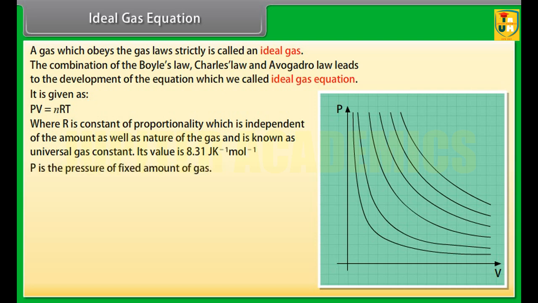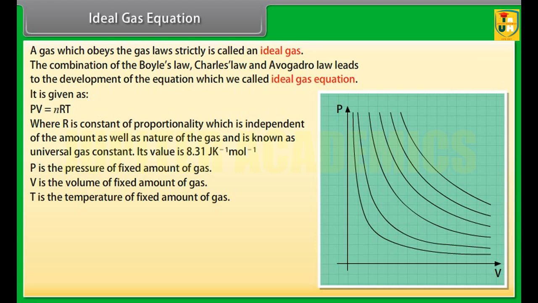P is the pressure of a fixed amount of gas. V is the volume of a fixed amount of gas. T is the temperature of a fixed amount of gas. N is the number of moles of gas.